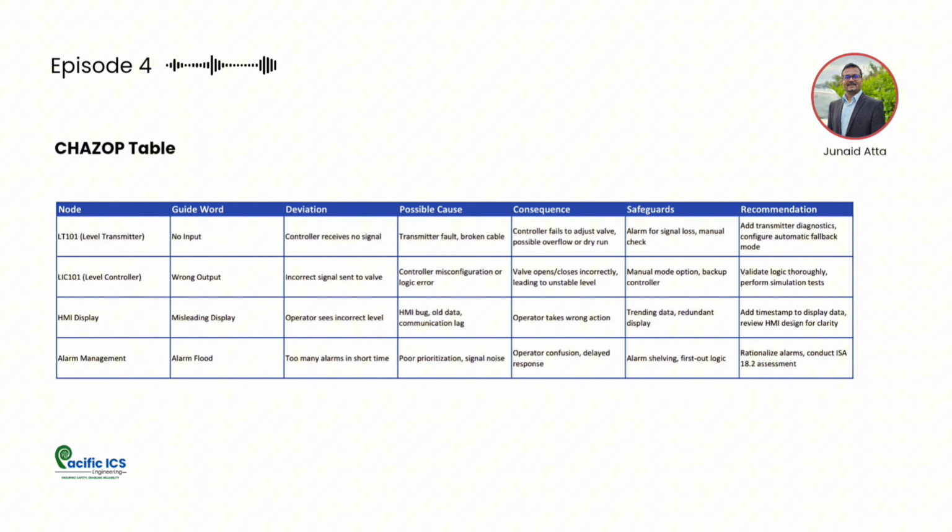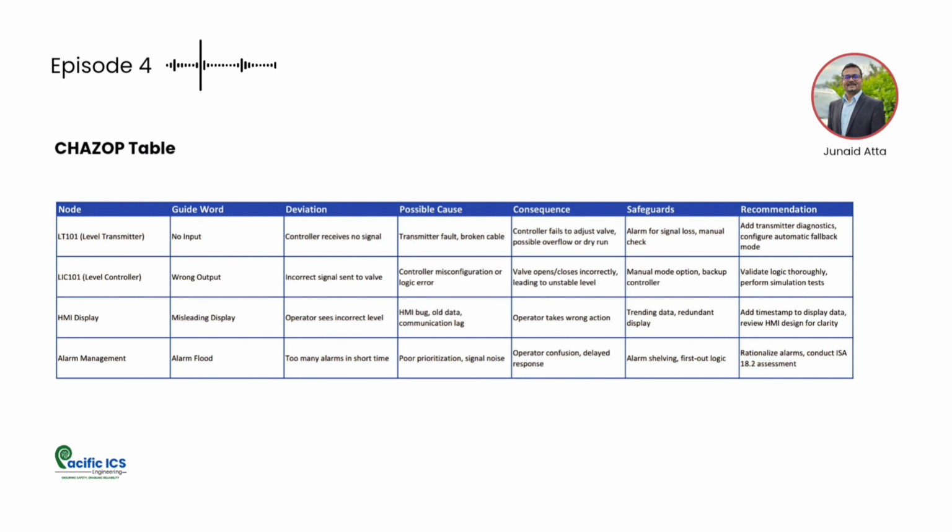For the HMI display, the concern is a misleading display. This happens when the operator sees an incorrect level due to bugs, outdated data, or communication issues. The danger lies in the operator making decisions based on false information. Safeguards include trend data and redundant displays. Still, we should consider adding time stamps to the data and redesigning the interface for better clarity.